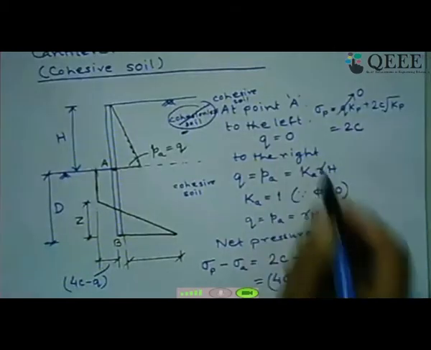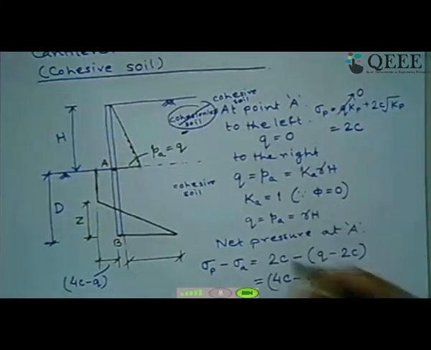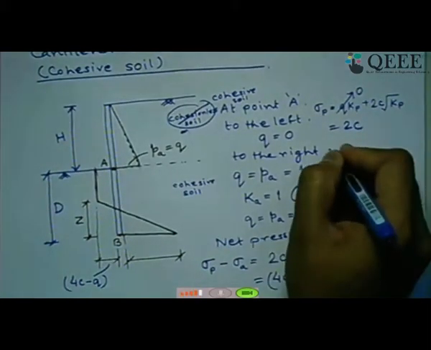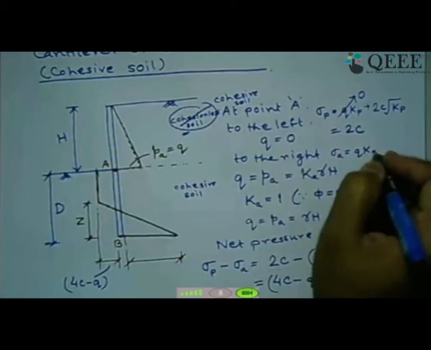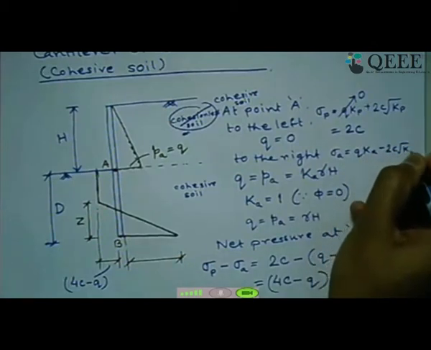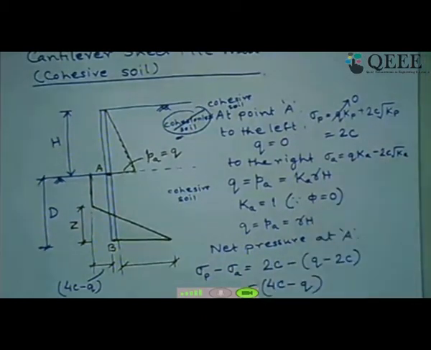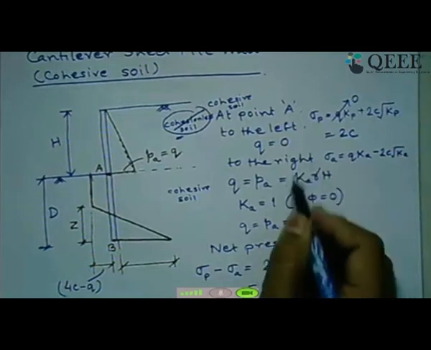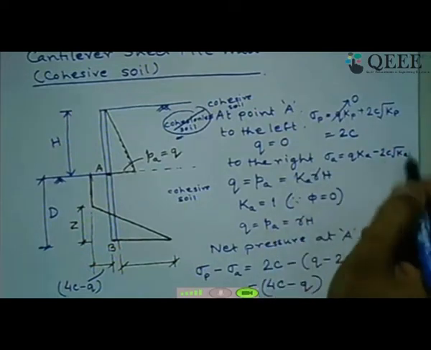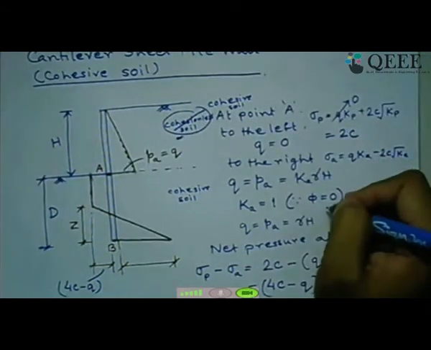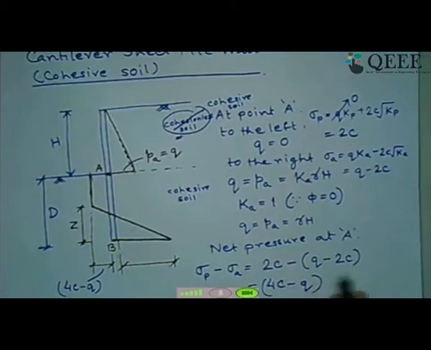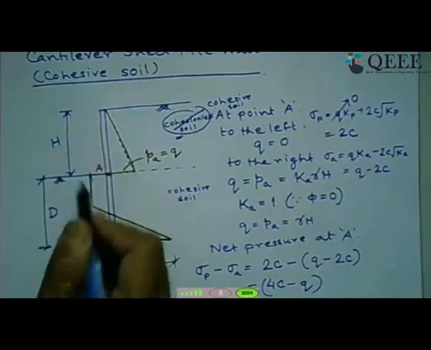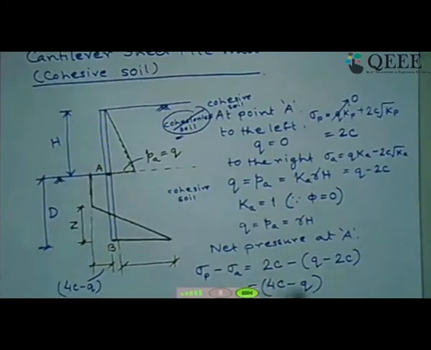Clear? Whereas to the right side, how have we written this one? To the right side, sigma A is nothing but Q times Ka, that's what we did here, minus 2C times root Ka if it is a cohesive soil. So in case of cohesionless soil, first I wrote this, but if cohesive soil is present, you have this one. Now Ka is 1, that we have seen because phi equals 0 degree. So this becomes Q minus 2C. That's why we have written here sigma A is Q minus 2C. So for this point A, which has moved this side, this side passive pressure, this side active pressure, the resultant of the pressure, passive minus active, comes out to be 4C minus Q.